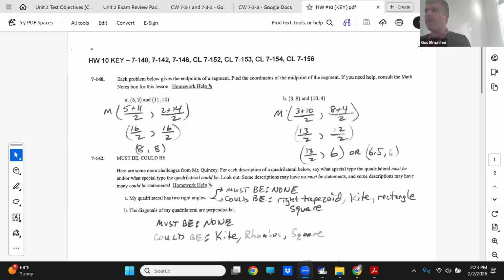And if you do get a fraction, you can leave it as a fraction, you can leave it as a mixed number, you can leave it as a decimal. It doesn't really matter to me, just as long as you do it correctly. So all's good there.